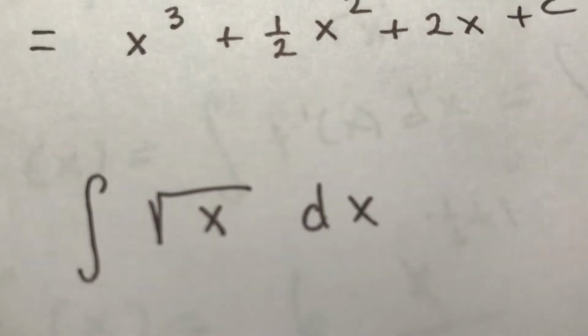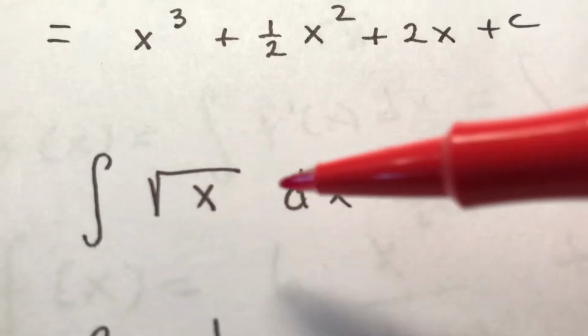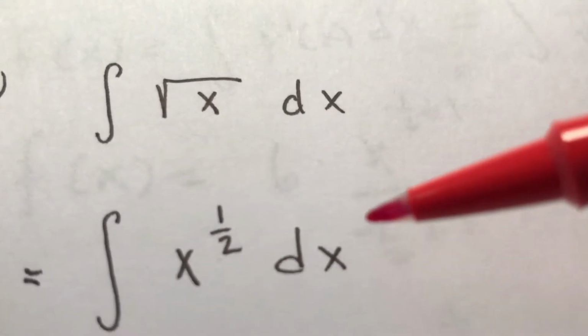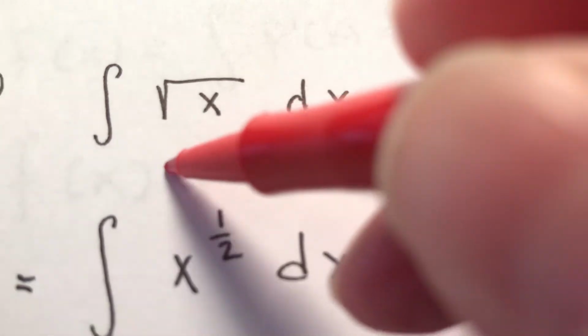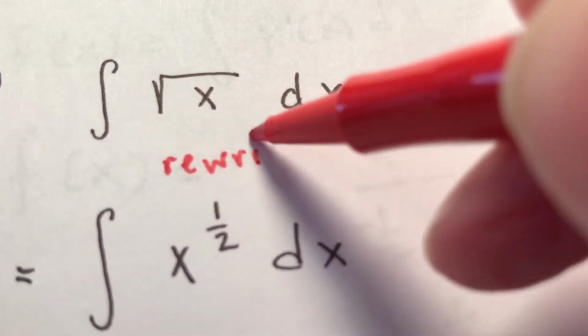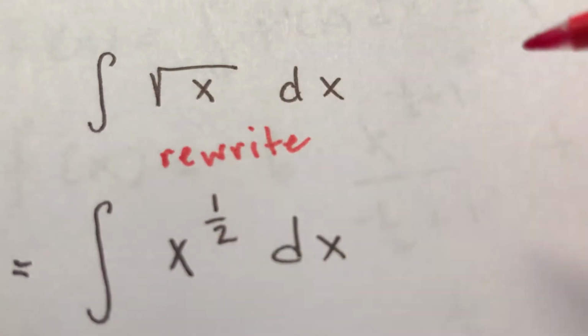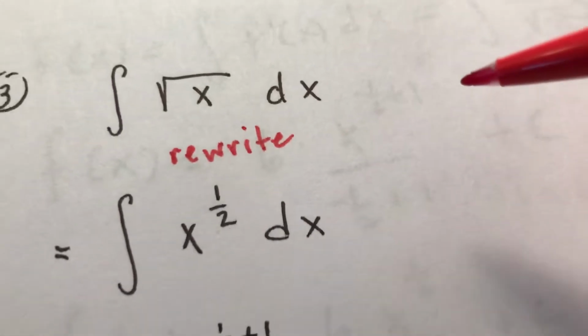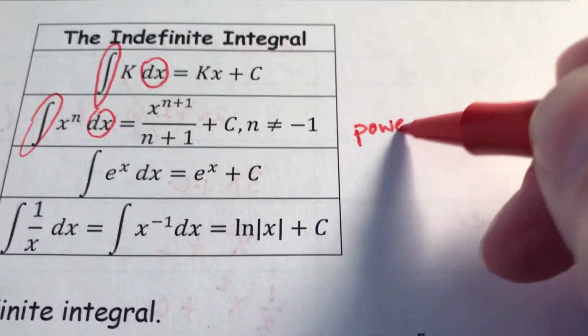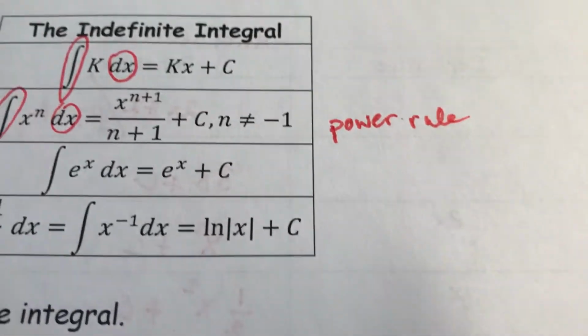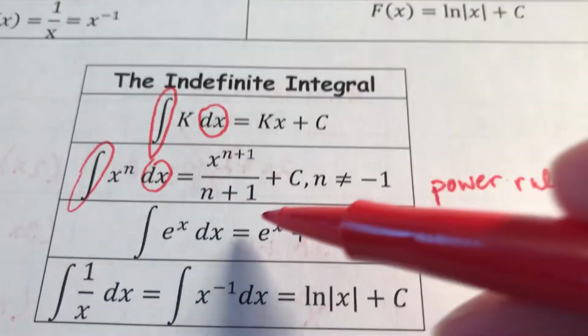So we had to do this when we differentiated as well. We had to rewrite that as what? X to the 1/2 power. And notice I haven't integrated. This is just a total rewrite so that you have a power. And you can use the power rule, which says I add 1 and divide by it.